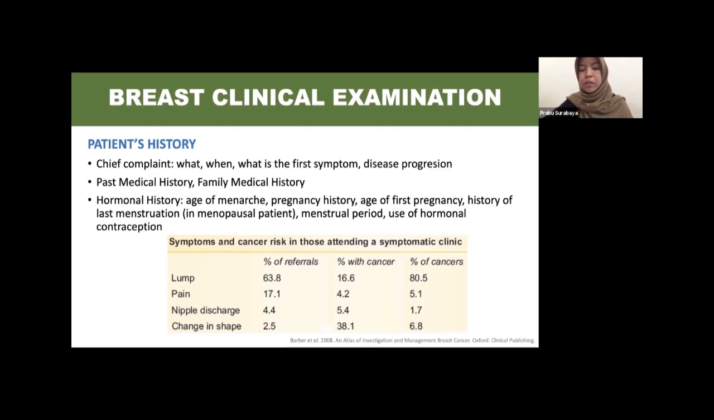We also need to take a relevant history, which includes the details of previous breast problems, the risk factors, particularly a strong family history of breast or ovarian cancer, the hormonal status, menstrual history, recent pregnancies and breastfeeding, the current medication that the patient takes or recent changes in medication, especially exogenous hormones, and previous radiation therapy or previous breast surgery, including cosmetic surgery of the breast.